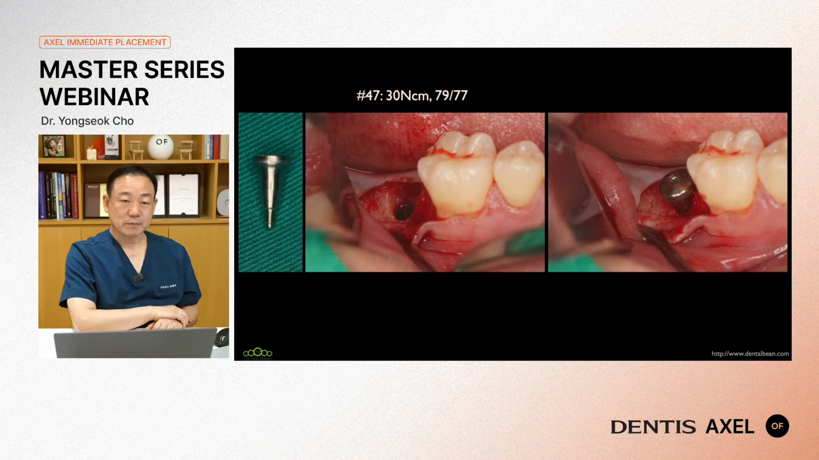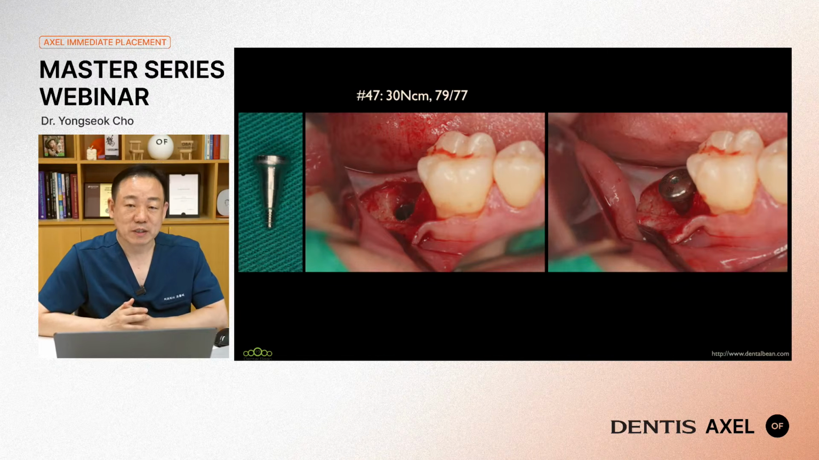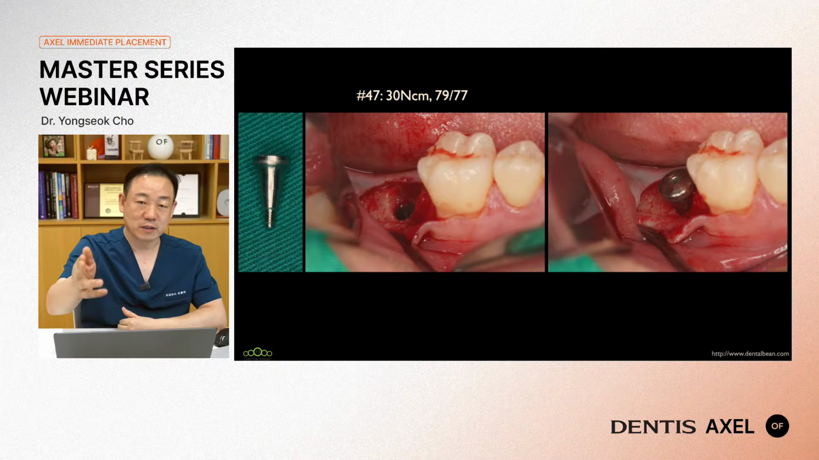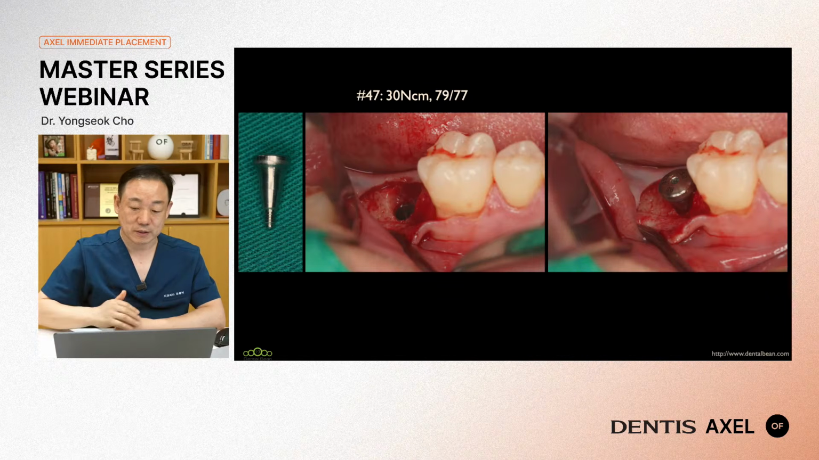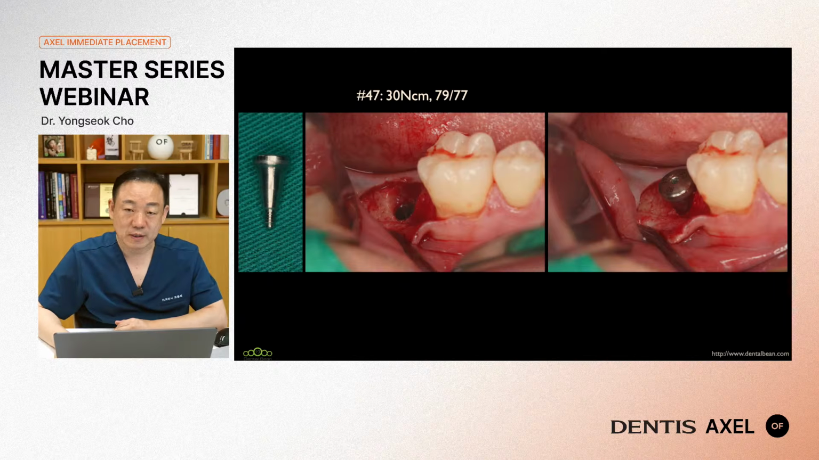Okay. ISQ value 79, 77. Insertion torque 30 Newton centimeter, and I connected the 5 healing abutment. That means the depth is 5 millimeter. Okay, then I can do apically position suture in this case.